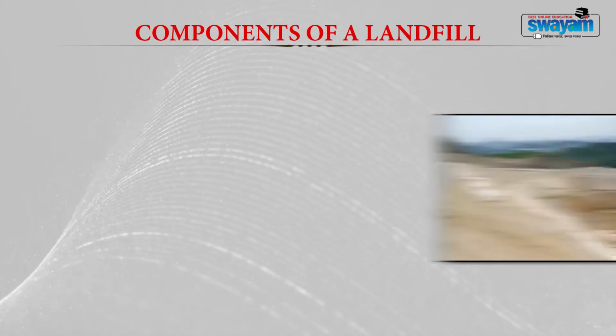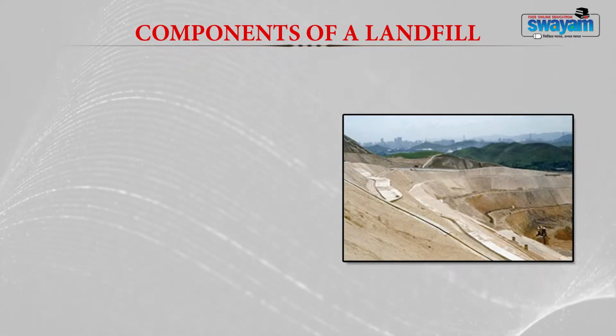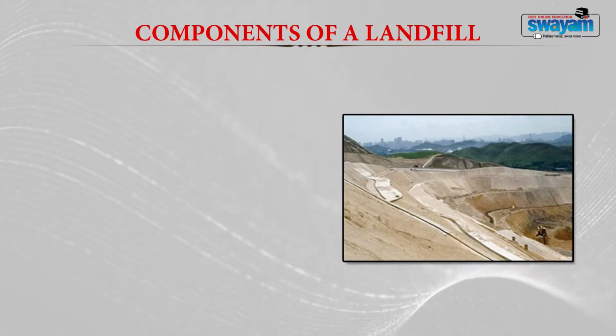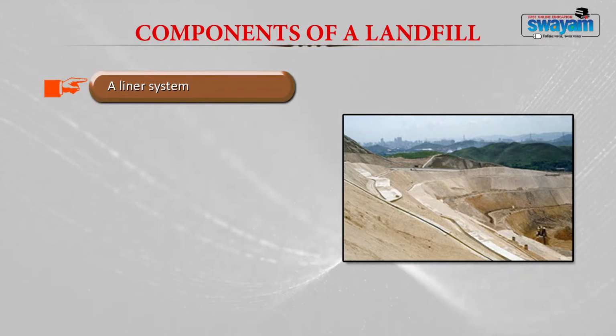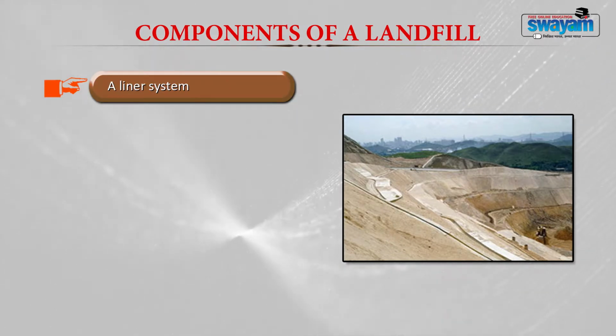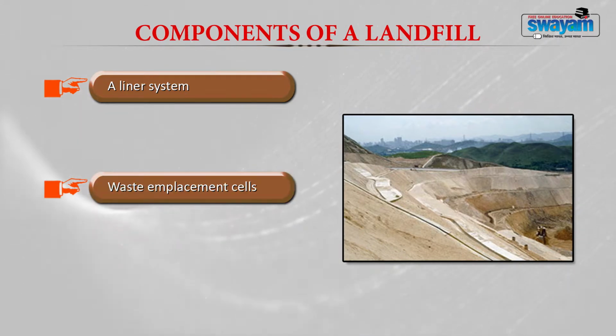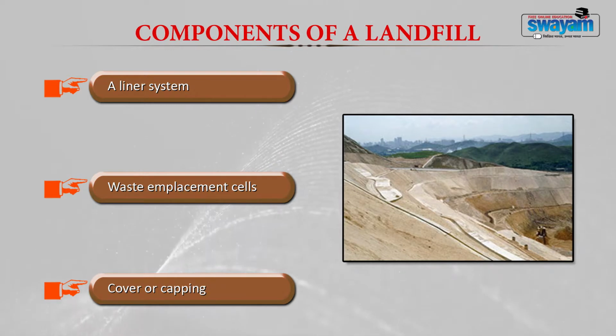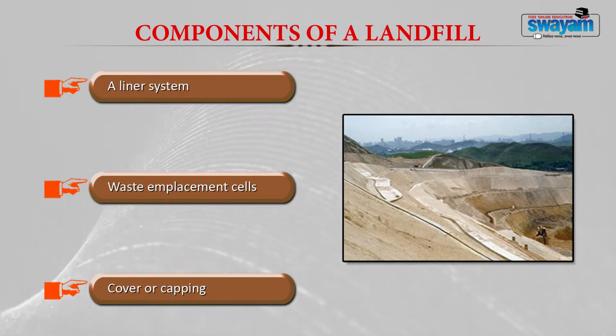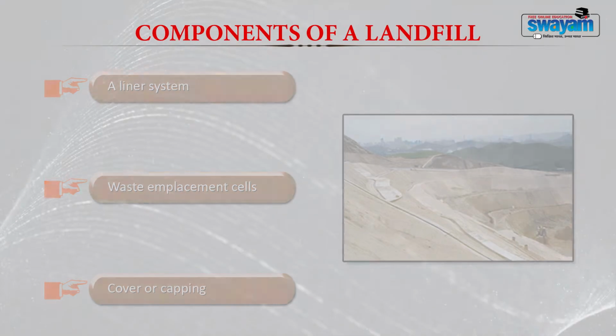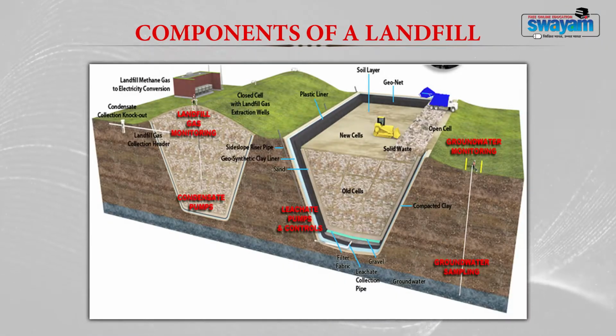Now, components of a landfill. There are three major components of a landfill. One is the liner system, which is placed at the bottom and sides. Second is waste emplacement, where we will discuss the different ways by which the waste is placed or arranged in a systematic manner within the landfill area. Then we will discuss the landfill cover, which is the last component and occupies the topmost layer of your landfill. Now, this is how a landfill actually looks.